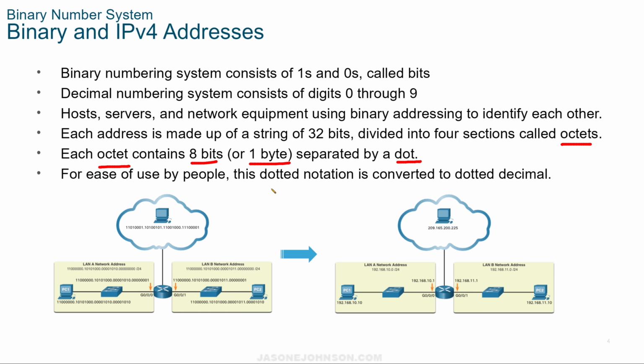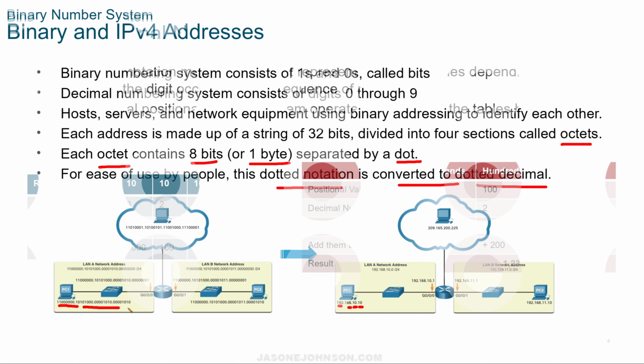This is also called dotted decimal. For ease of use, the dotted notation is converted to dotted decimal. So you'll have something like 192.168.10.10, but then that gets converted over here to ones and zeros.